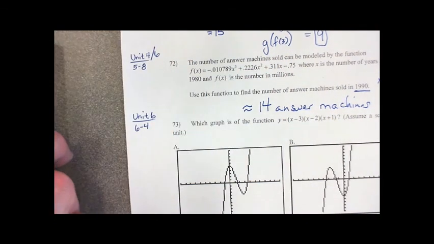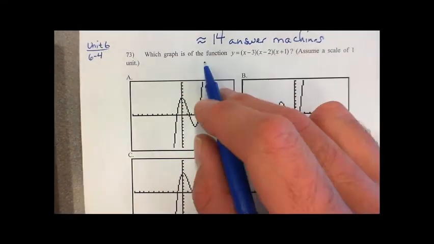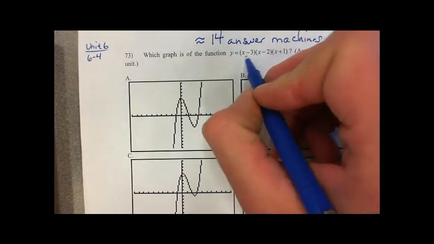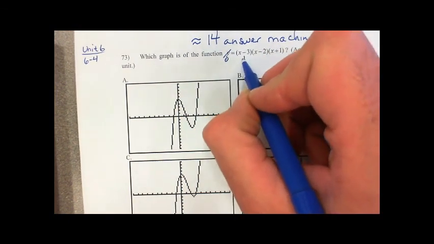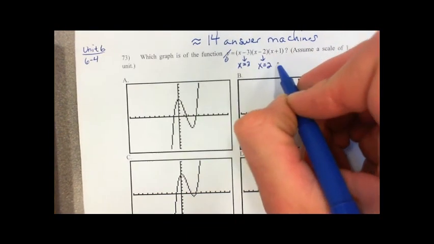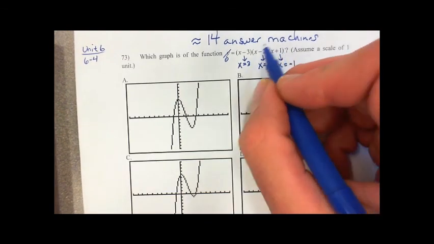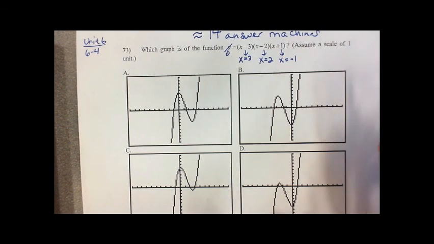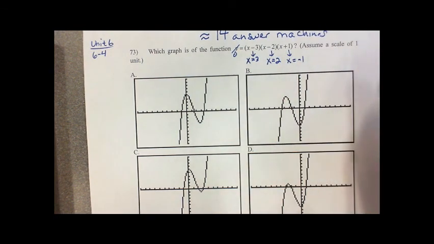Okay, so either way, on 73 here, which graph is the graph of the following function? So again, we could plug this right in our calculator, or we could say, hey, let's find our x-intercepts. Well, x-intercepts are where y is equal to 0. So in this case, x would have to equal 3. Here, x would equal 2. And here, x would equal negative 1. Because remember, if you bring the term to the other side, when they're set equal to 0, you do the opposite sign. So we're looking for x equals 3, 2, and negative 1.